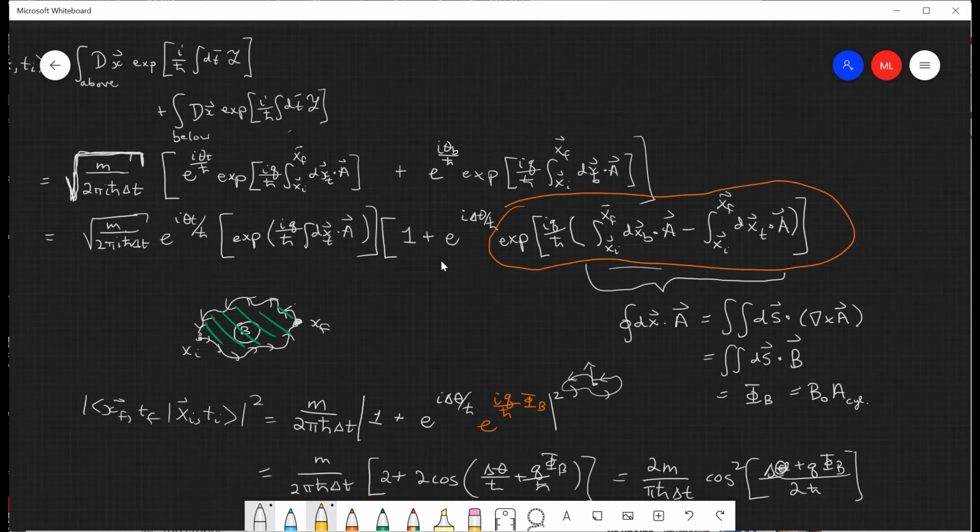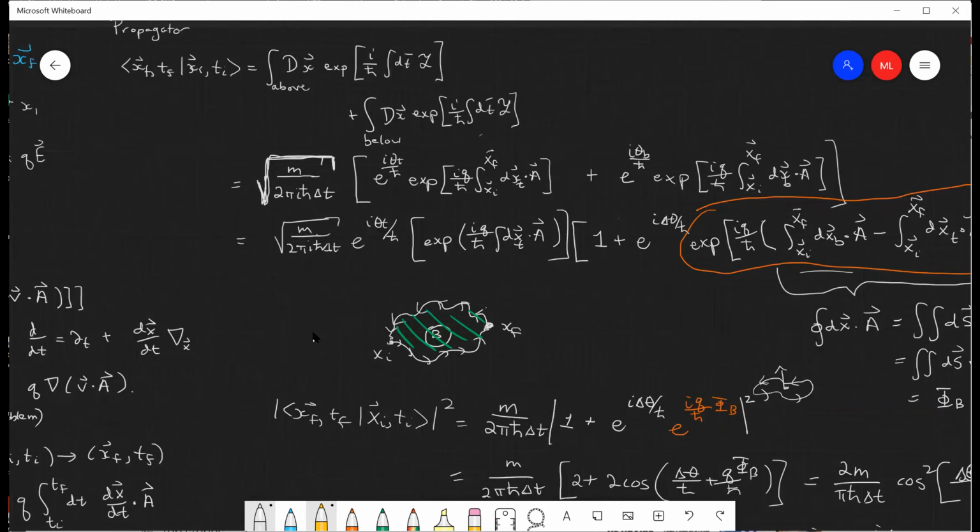I have a question. Yeah. So when we're first setting up our propagator, we have the path integrals above and below. Yes. When we have the Lagrangian and the integral, what happens to the x dot squared terms?